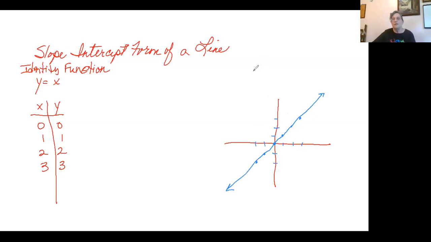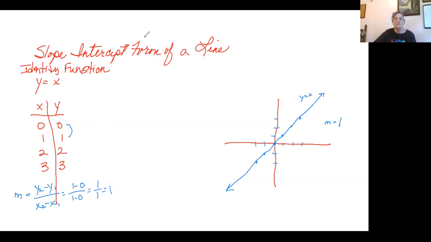The slope of this line, of the line y equals x, or f of x equals x, same thing. If we were to choose 2 points here, the slope is, recall, subtract the y's over subtract the x's. So we would have 1 minus 0 over 1 minus 0 is 1 over 1, which is just 1.